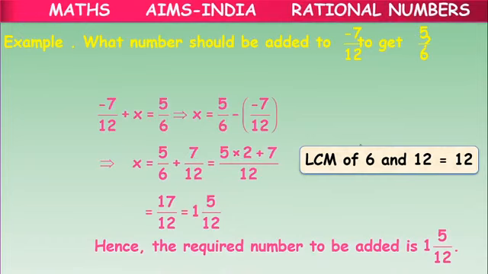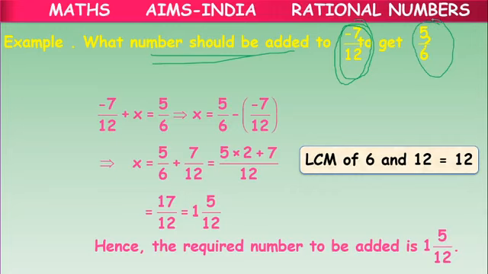Now, they may ask a question like this. What number should be added to minus 7 by 12 to get 5 by 6? Please observe the question carefully, children. What are they asking? To get 5 by 6, one number should be added to minus 7 by 12. We assume that number as x, so that the result will be 5 by 6.